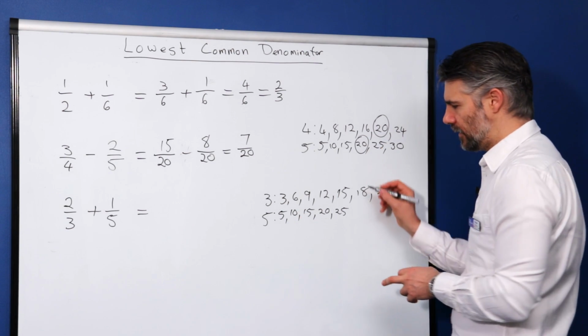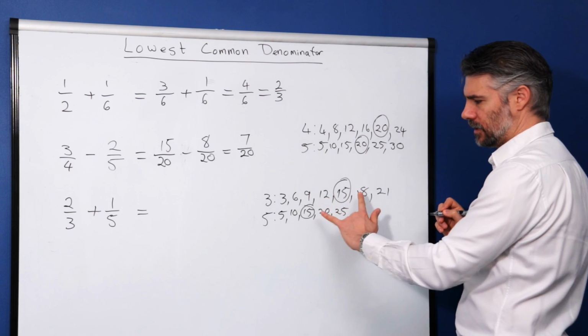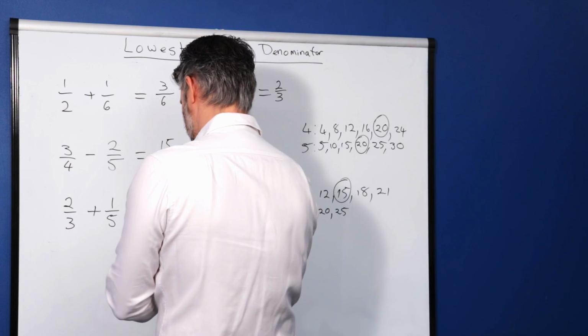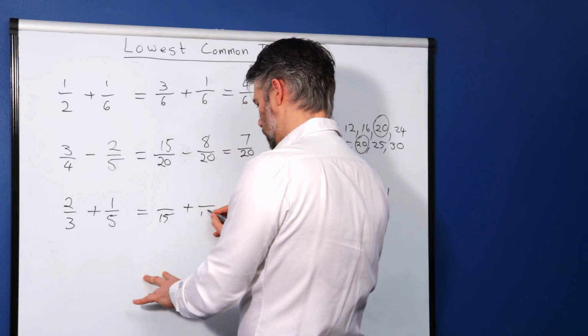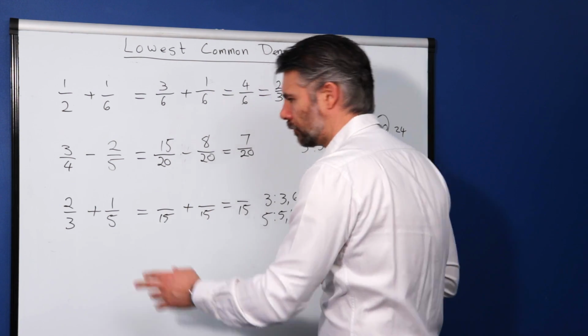So in this case, we found one. Our lowest common number is 15. It's the lowest number that's in both. So we're going to use this as our denominator. So it'll be something over 15 plus something over 15 is equal to something over 15.